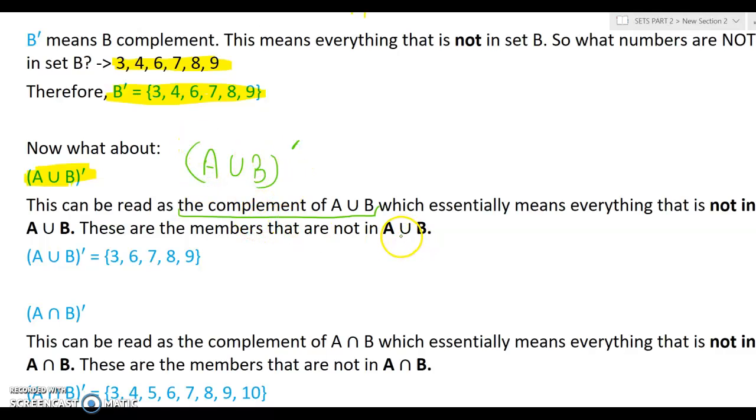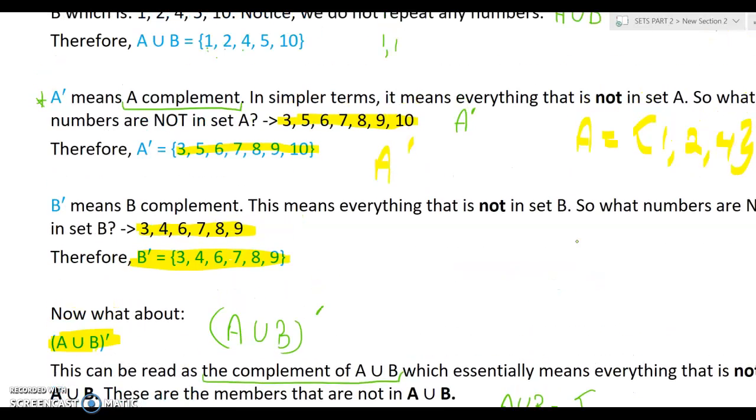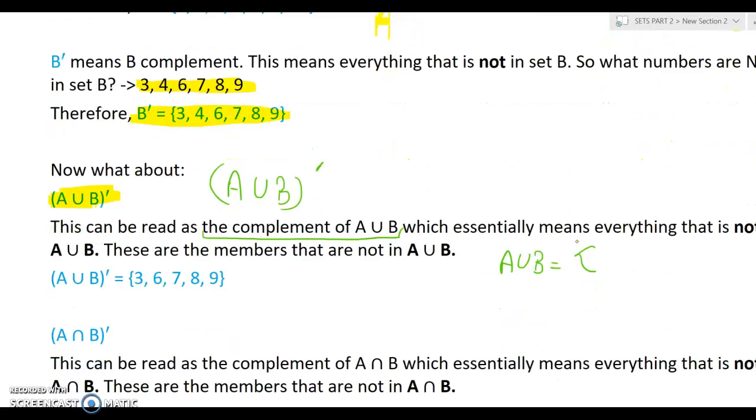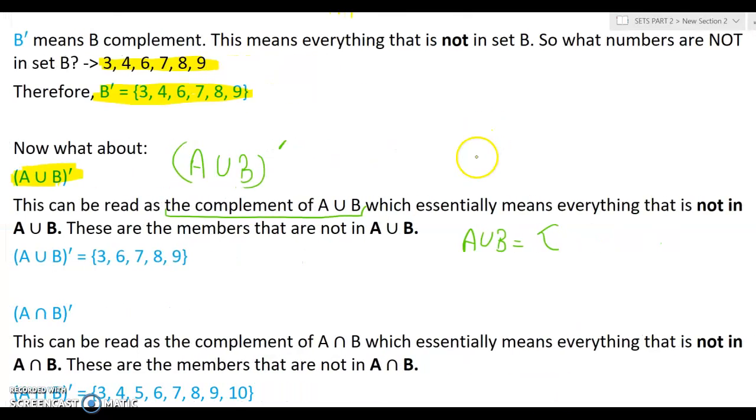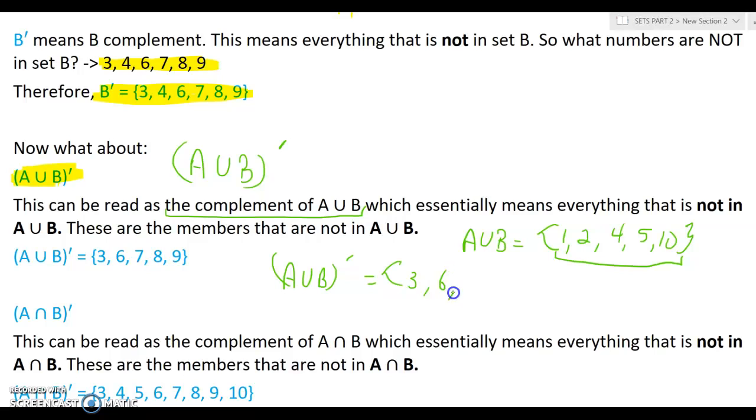First thing you need to remember is that complement is what is not in the set. Let's rewrite what A union B is. Set A union B, I'm taking it from above, was 1, 2, 4, 5, and 10. So let's just rewrite that: 1, 2, 4, 5, and 10. We know that the universal set was numbers 1 to 10. So therefore, A union B complement will be all the members that are not in A union B, which will be 3, 6, 7, 8, and 9.